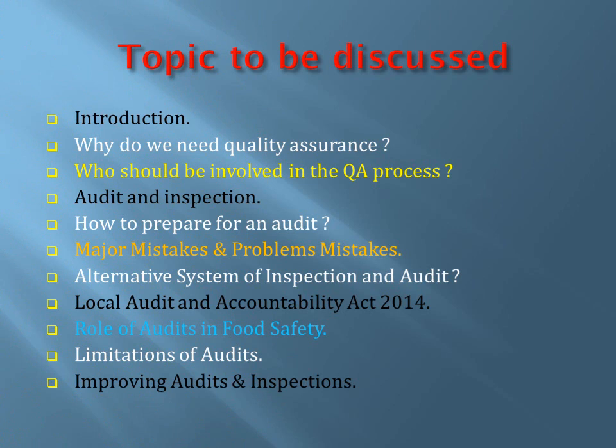Move on to the next slide. Next is the topics to be discussed. First of all, introduction. Second, do we need quality assurance, and who should be involved in the QA process. Audit and inspections, how to prepare for an audit, major mistakes and problems, and alternative systems of inspection and audit. The next topic is the Local Audit and Accountability Act 2014. Next, the role of audits in food safety and limitation of audits. The last point is improving audit and inspections.